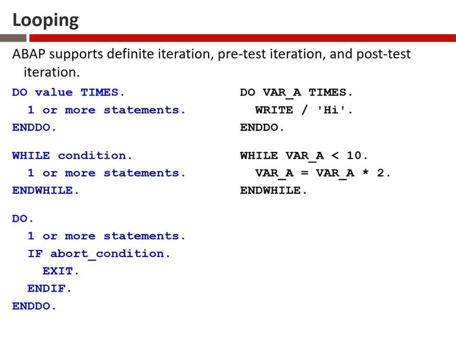Infinite loop. If I don't have an exit statement here that's ever reachable, this loop is just going to keep going and going forever. Of course, with any looping structure, theoretically you could have an infinite loop, except for one of these. One of these can never have an infinite loop. Which one? The definite loop, the first one.